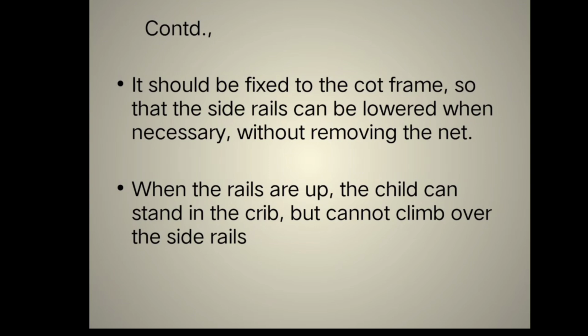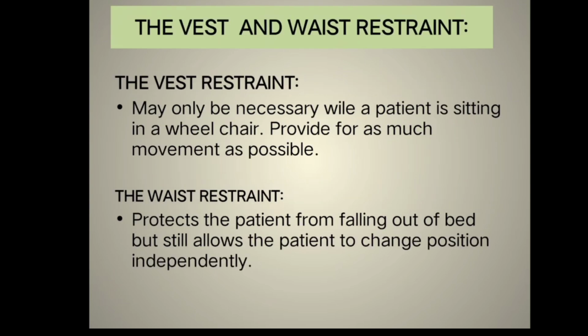Next is the vest and waist restraint. The vest restraint is necessary while a patient is sitting in a wheelchair. Provide as much movement as possible. For example, if a patient is sitting on the wheelchair, we apply this vest restraint only to prevent falling from the wheelchair. Next is the waist restraint. It protects the client from falling out of bed but still allows the patient to change position independently.